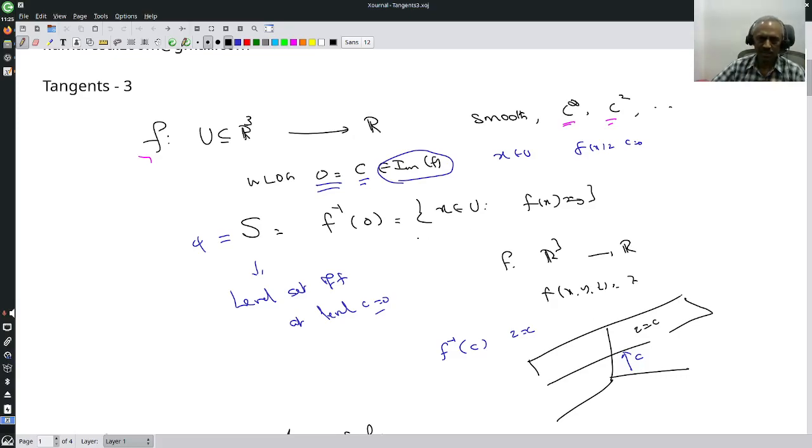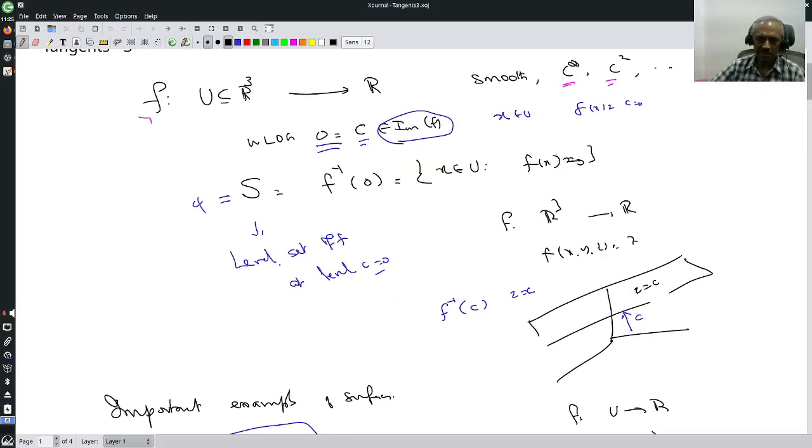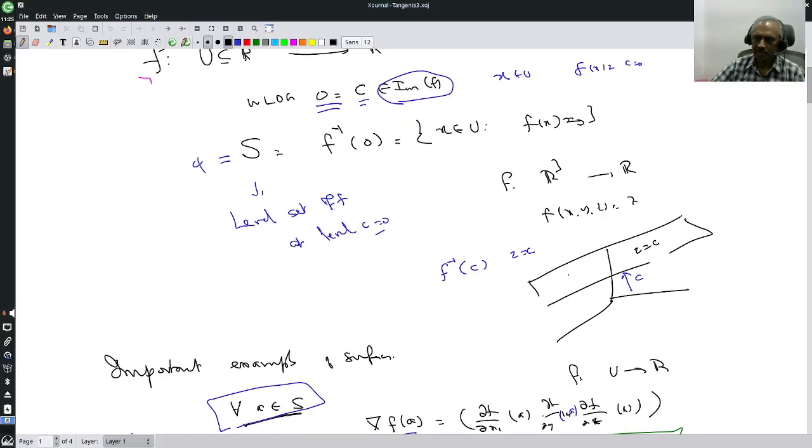Why is it called a level set? It is called a level set of F at level c equal to 0. A typical example is F from R3 to R, F(x, y, z) equals z. Therefore F inverse of c is nothing other than the plane z equals c. Think of this as the plane, parallel to the xy plane and at height c, c positive or c negative. So that is why it is called a level set.